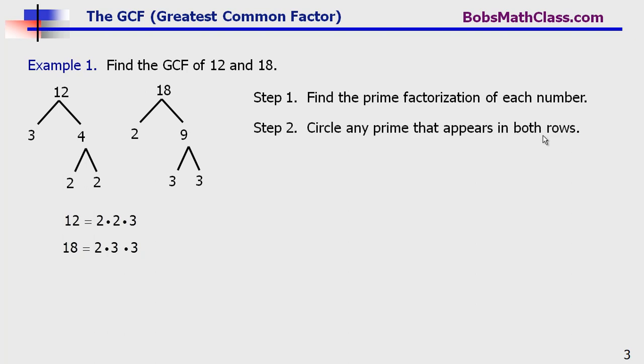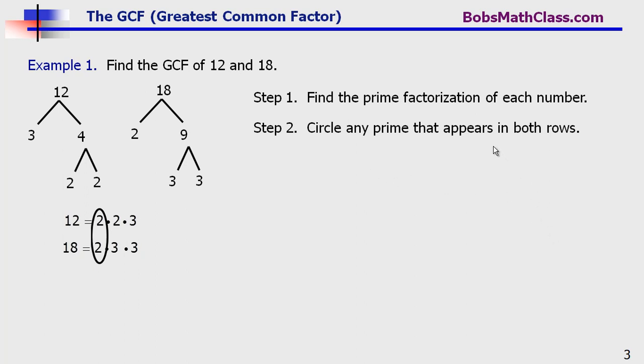Step 2. Circle any prime number that appears in both rows. Okay, so we have a 2 in both rows. We have a 2 in this row and a 2 in this row. So you're going to circle that 2 in both rows. Not this 2, because it doesn't have another 2 along with it. It has to have a corresponding pair. So it has to be in both rows. It has to be what's common. And there's only one 2 in common. Not 2 2s, only one 2 in common.